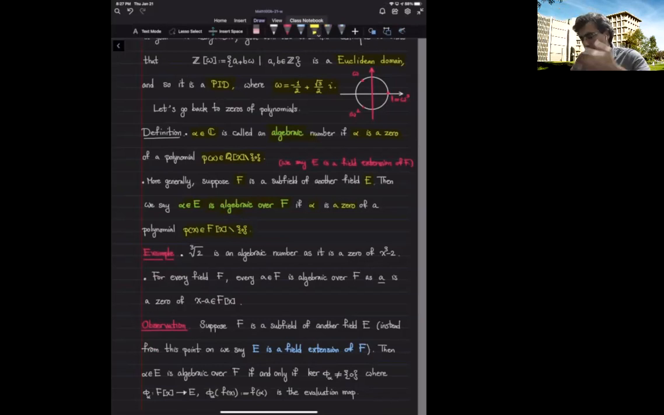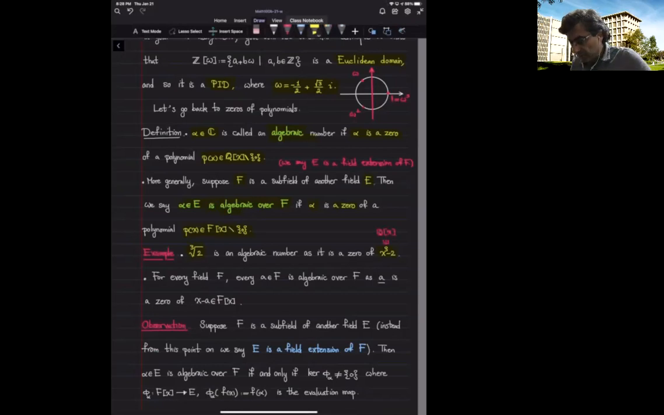Examples. So, for instance, the third root of 2 is an algebraic number because it is a zero of the polynomial x to the power 3 minus 2. And x to the power 3 minus 2 is a polynomial with rational coefficients. Therefore, it is an algebraic number.